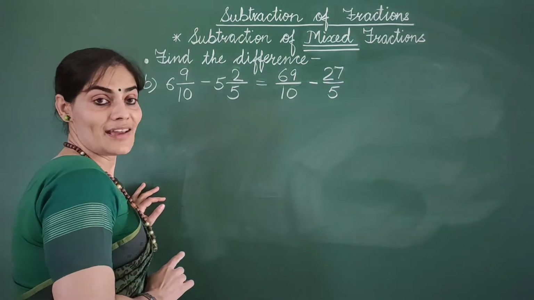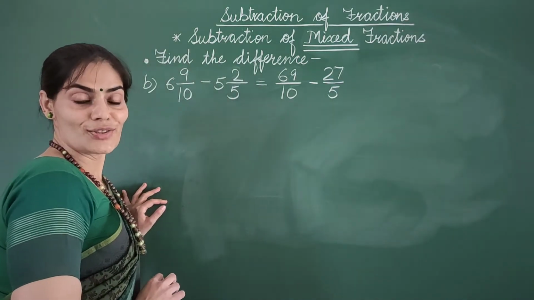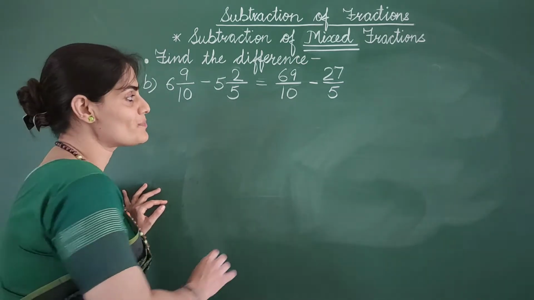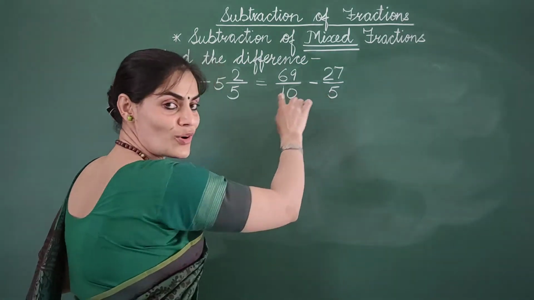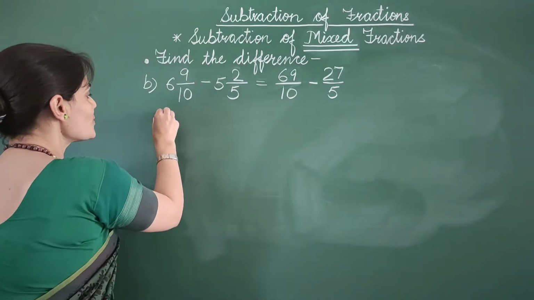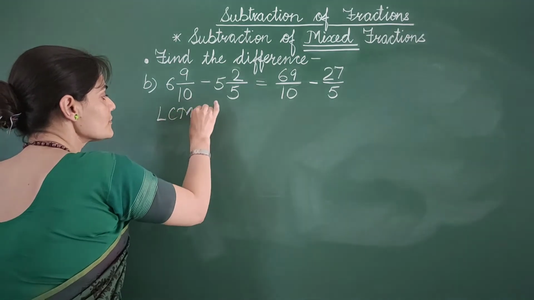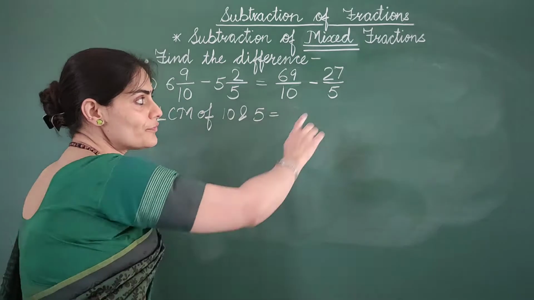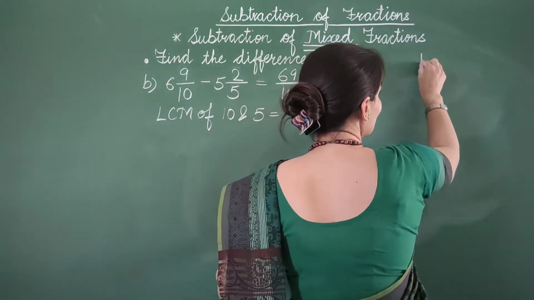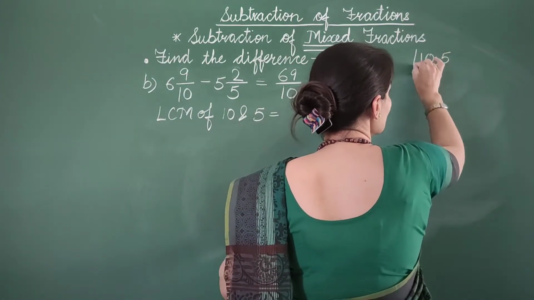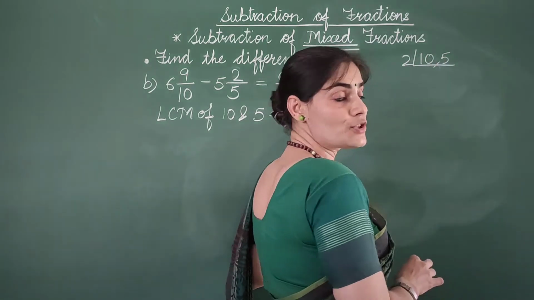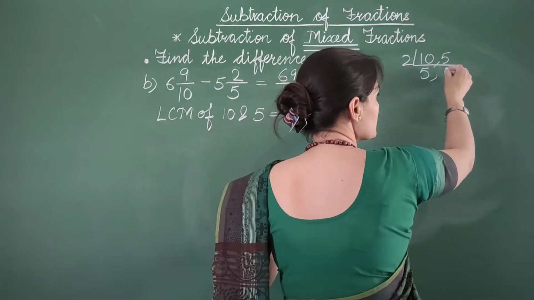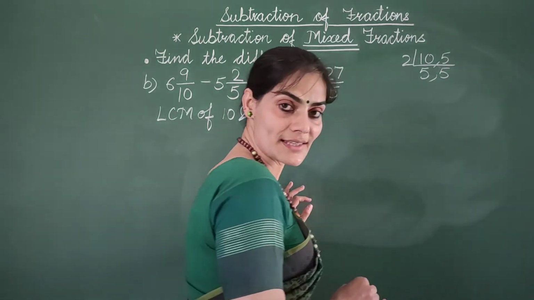Now, as they are unlike fractions, we'll first convert them into their equivalent like fractions by finding the LCM of their denominators. So, LCM of 10 and 5 is equal to, we'll do the calculations on the side. I write here 10 and I write here 5. I divide it by 2. 10 divided by 2 gives us 5. 5 is not divisible by 2, so I write 5 as it is.